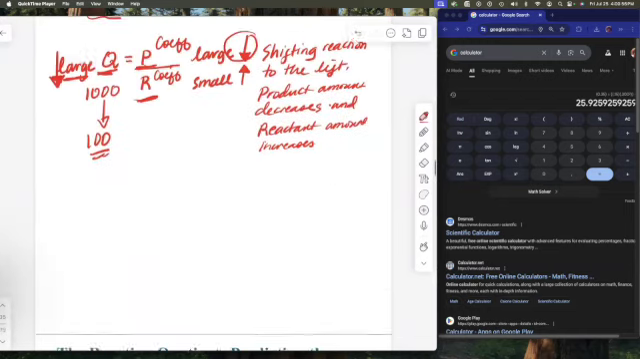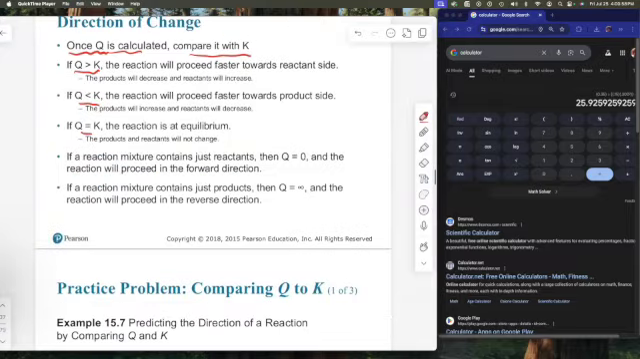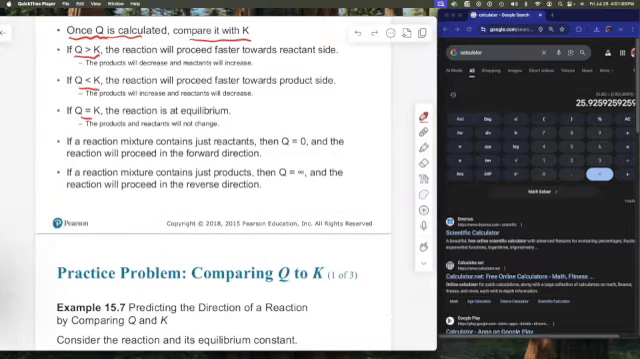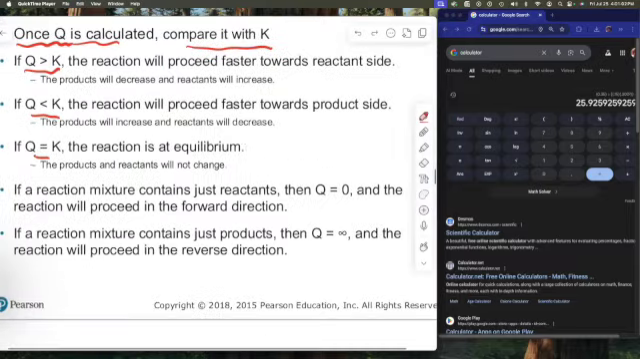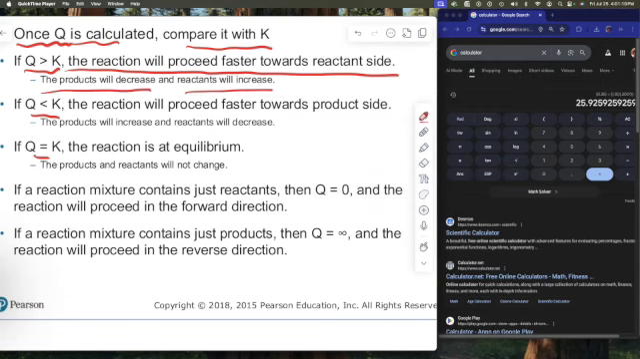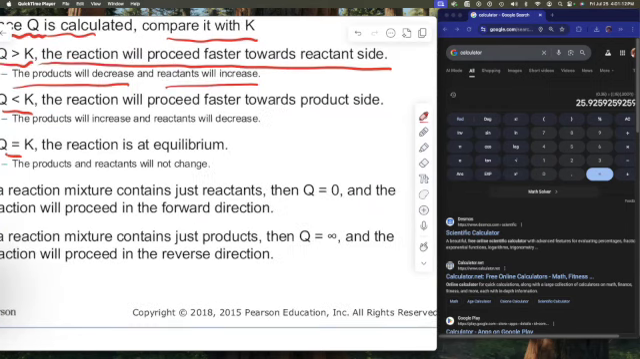Oh, so was it done? Yeah, it was done. How did I go far up? Okay, if Q is bigger than K, the reaction will proceed faster towards the reactant side. The products will decrease, the reactants will increase. So you all have seen why.